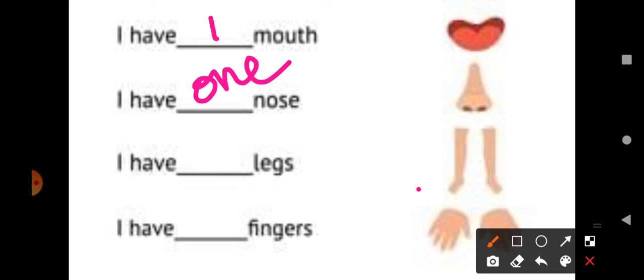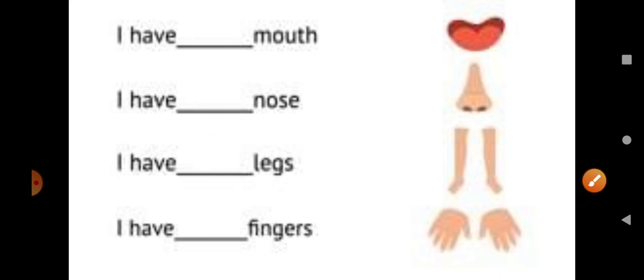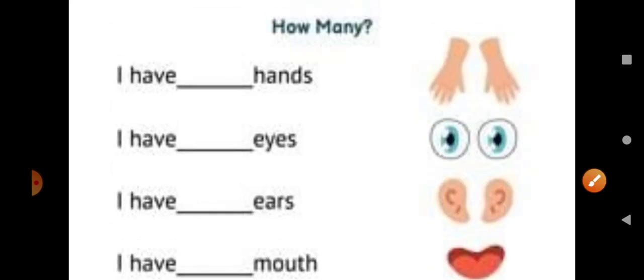I have dash legs. How many legs do you have? I have two legs. I have dash fingers. How many fingers do you have? How many fingers are there if you look at both our hands? We have 10 fingers. TEN, 10. Okay, we have 10 fingers. Okay, so now let us move on to the next activity.